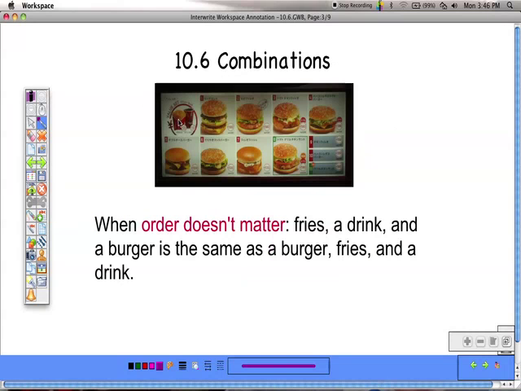Today in 10.6 we're going to look at combinations. Combinations is when order doesn't matter. So, for example, if you order fries, a drink, and a burger, that's the same thing as getting a burger, fries, and a drink. So order doesn't matter. So here ABC is the same as BCA. Okay, so combinations, order doesn't matter.